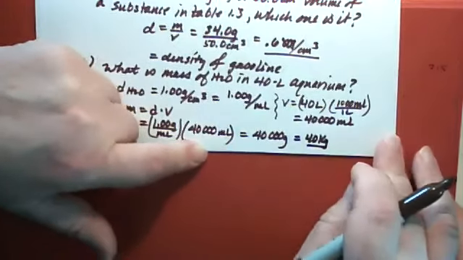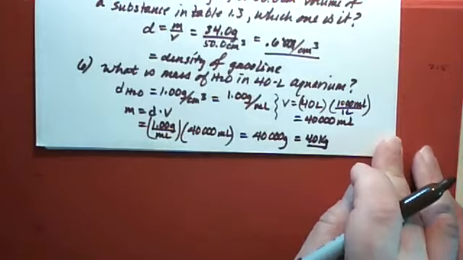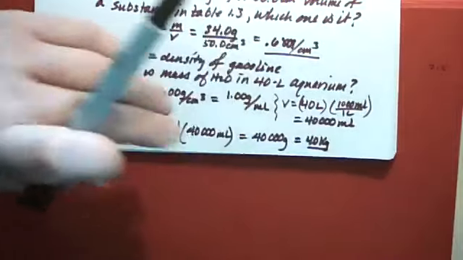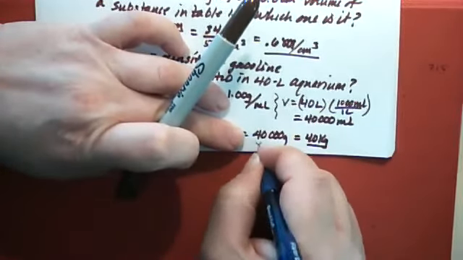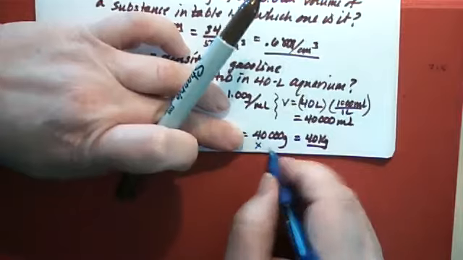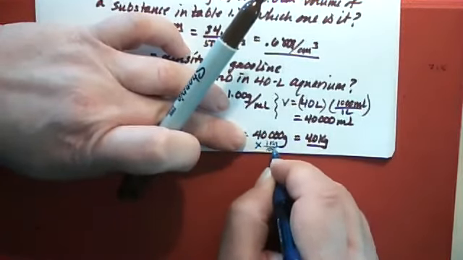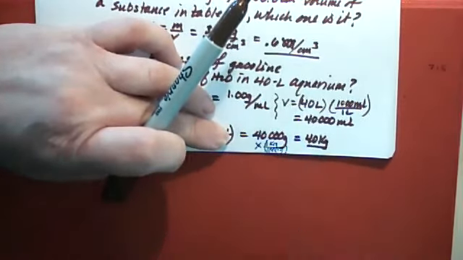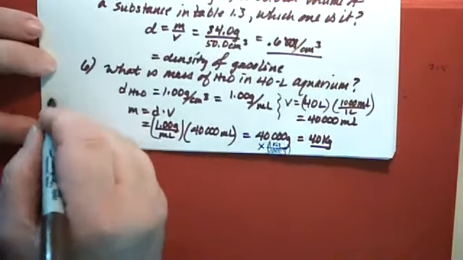But it wouldn't be unusual in a case like this where the mass is so large if they perhaps ask for the mass in kilograms. So if you have 40,000 grams, you would multiply that by 1 kilogram for every 1,000 grams, and you would end up with 40 kilograms.